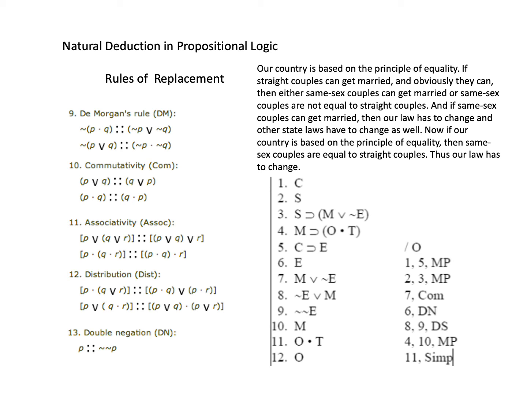On line 9, we can use our rule of replacement double negation for E, making it tilde E. We can then use on lines 8 and 9 disjunctive syllogism, and here we needed to double negate E first because on line 8 we're working with a negated E, so that derives M for us. And then on lines 4 and 10 we can use modus ponens to derive O conjunct T, and then finally we can use the rule of simplification to give us O, completing the natural deduction.